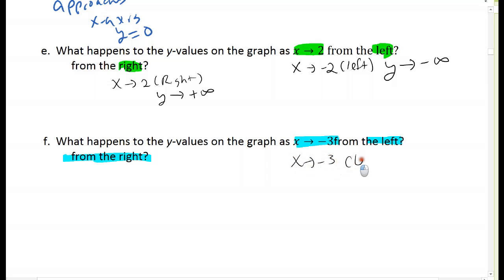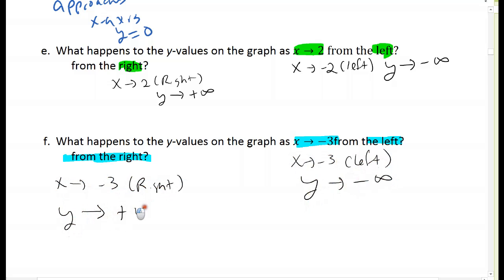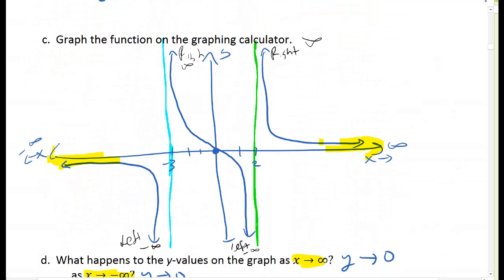As x approaches negative 3 from the left, my function shoots off to negative infinity, gets smaller and smaller. As x approaches negative 3 from the right, my function approaches positive infinity. It doesn't exist at negative 3, but it gets closer and closer and closer. On the right side, my function shoots off to infinity. On the left side, my function shoots off to negative infinity.